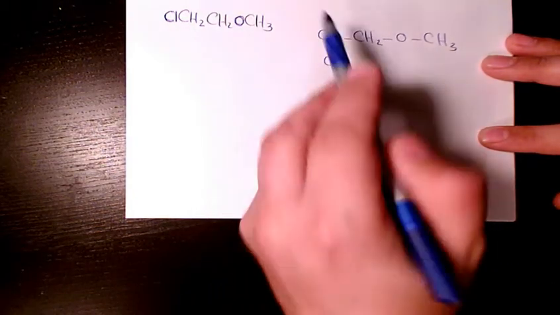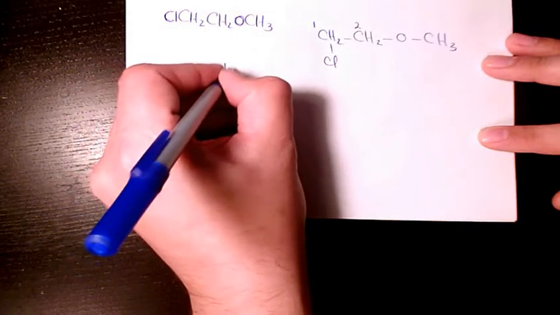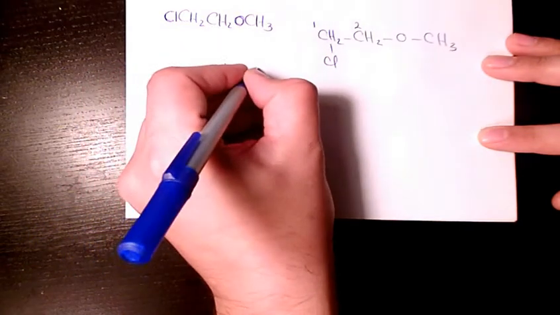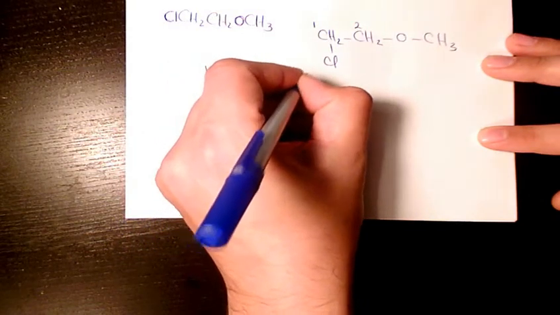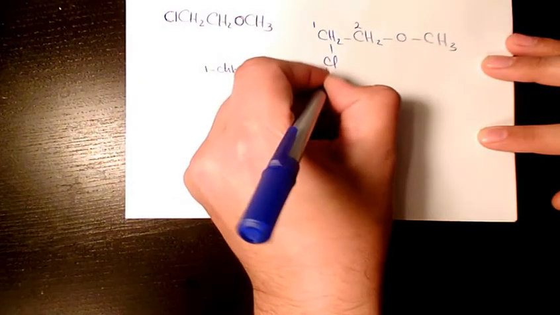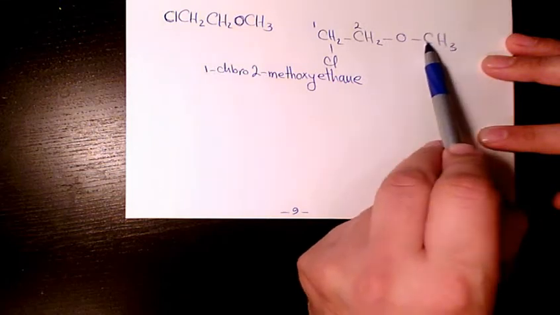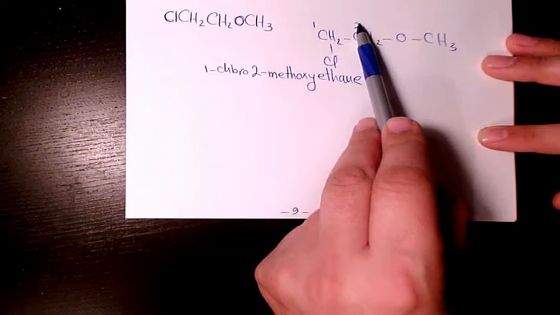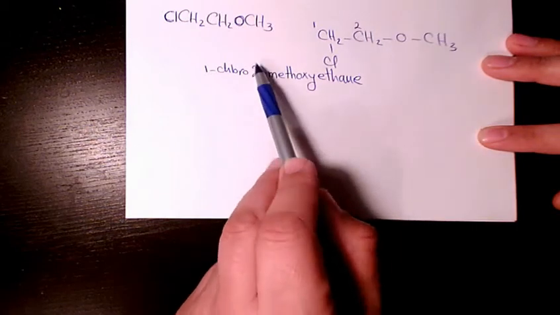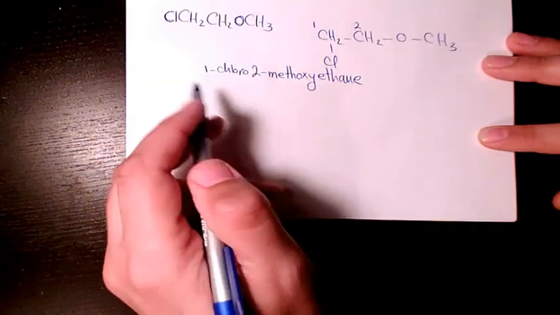So this is going to be carbon number 1, this is going to be carbon number 2. So that's why we can call it 1-chloro, 2-methoxy, ethane. This is going to be the methoxy group because this methyl connects to the oxygen, so that's why we have methoxy. It connects to the second carbon, that's why we have 2-methoxyethane, and here we have 1-chloro. That's going to be the IUPAC name.